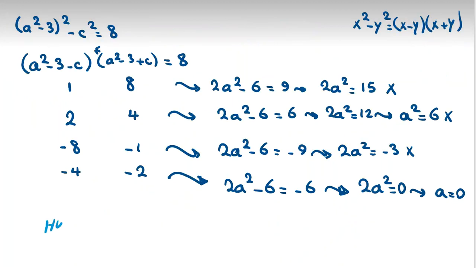Let me write the homework for you. Solve this: a over (b over a squared plus b squared) equals 1 over a, where a and b are integers. Try to solve this, and comment your answers below this video.